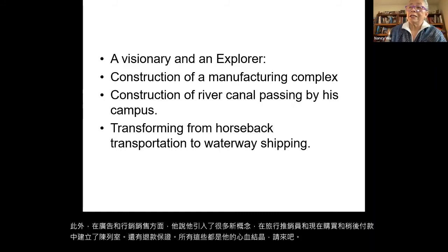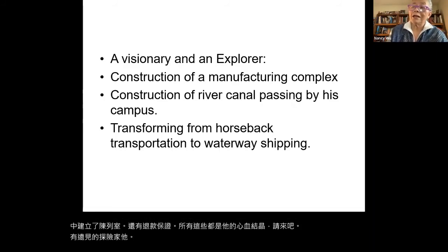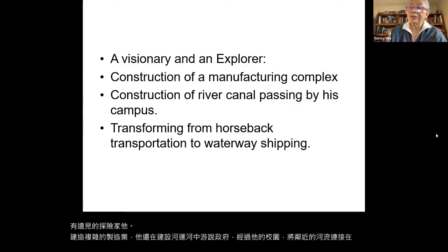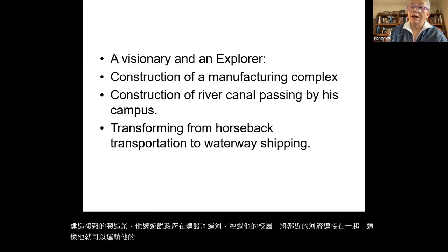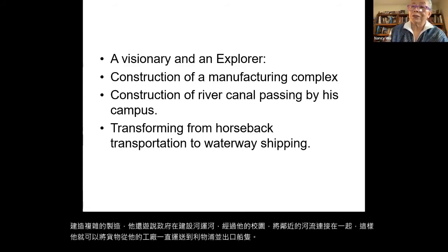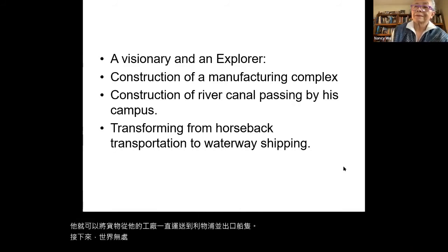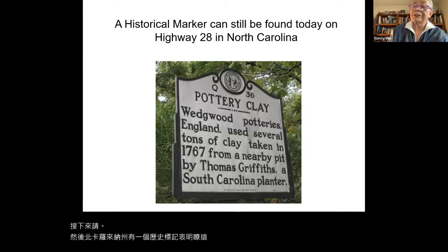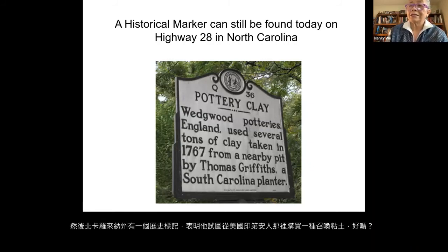Visionary explorer, he constructed the manufacturing complex, and he also lobbied the government and constructed the river canal passing by his campus, connecting the neighboring rivers together so he could transport his goods from his facility all the way to Liverpool and export on ships, go everywhere in the world. Next, please. Next, please. And there is a historical marker in North Carolina indicating that he tried to purchase kaolin clay from American Indians. Okay. Next, please.